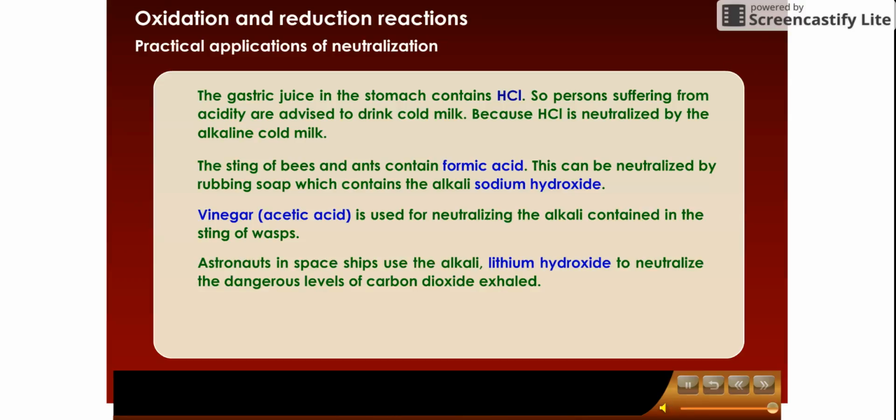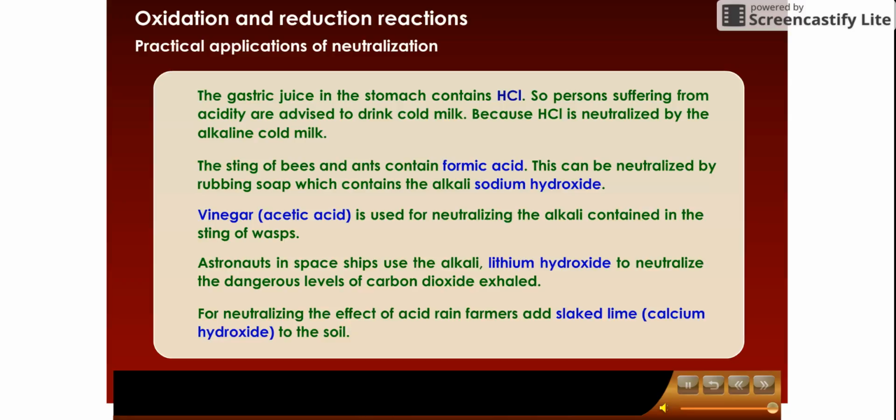Astronauts in spaceships use the alkali lithium hydroxide to neutralize the dangerous levels of carbon dioxide exhaled. For neutralizing the effect of acid rain, farmers add slaked lime, calcium hydroxide, to the soil.